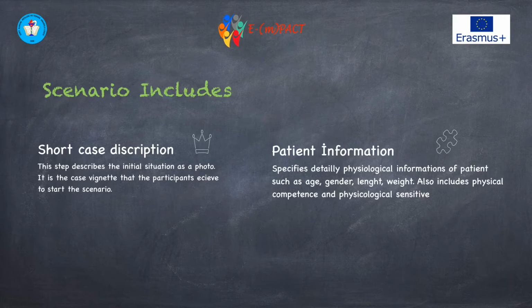The short case description step describes the initial situation as a photo. It is the case vignette that participants use to start the scenario. Patient information specifies detailed physiological information of patients such as age, gender, length, weight. It also includes physical competence and psychological sensitivity.